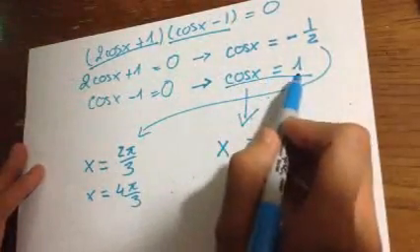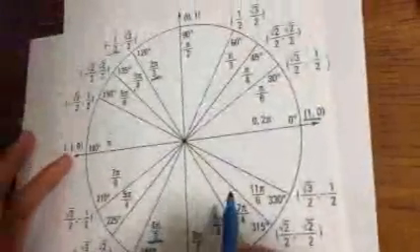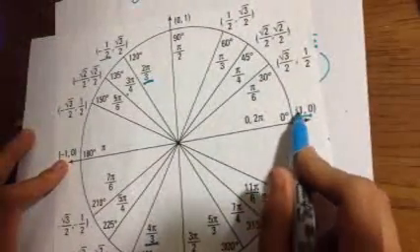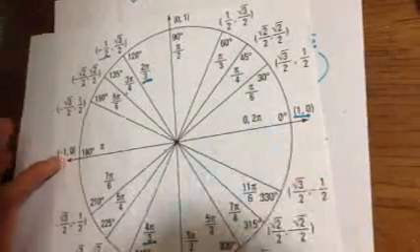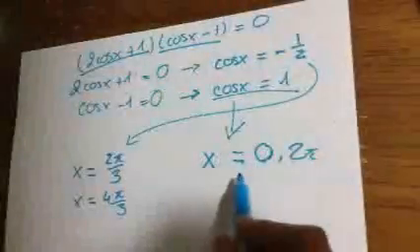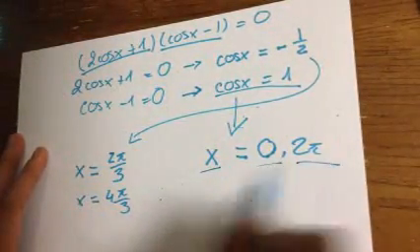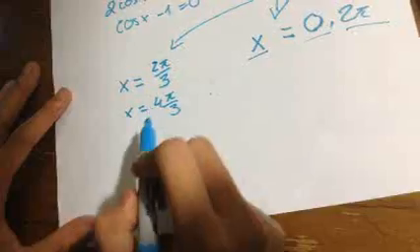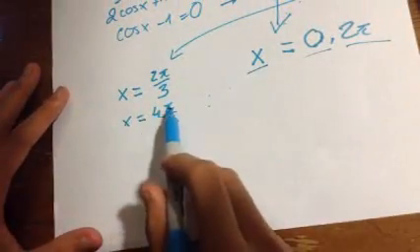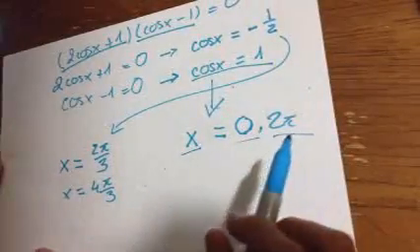For cosine of x equals 1, on the unit circle, there's only one place, so x can equal 0 or 2 pi. So finally we will have x equal to 2 pi over 3, x equal to 4 pi over 3, x equal to 0, and x equal to 2 pi.